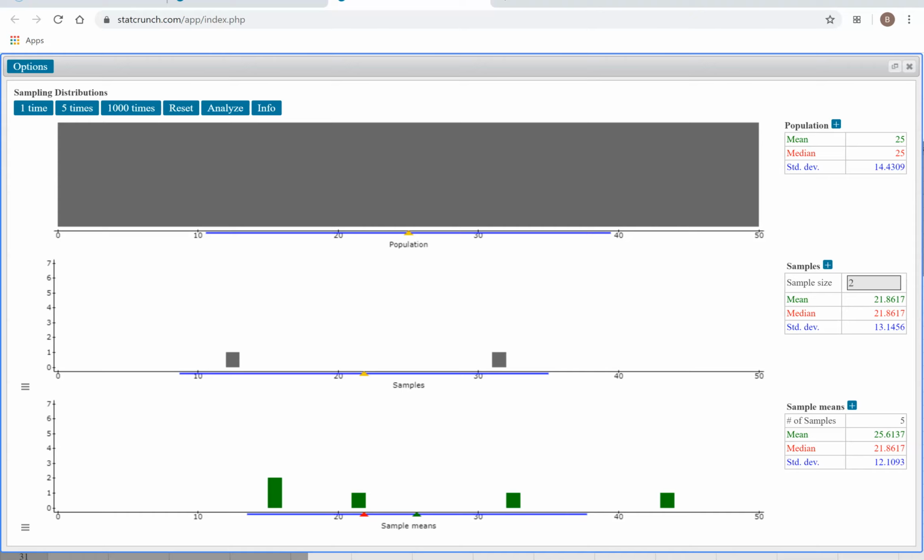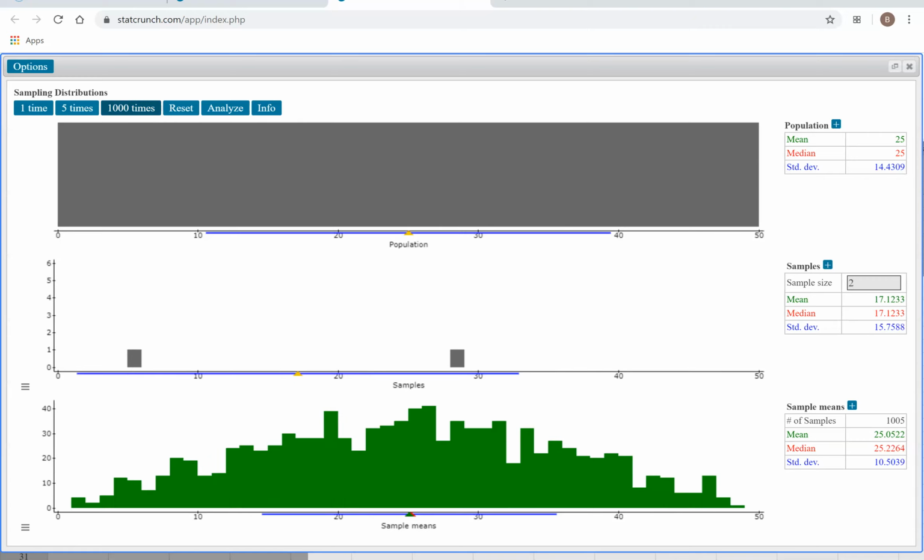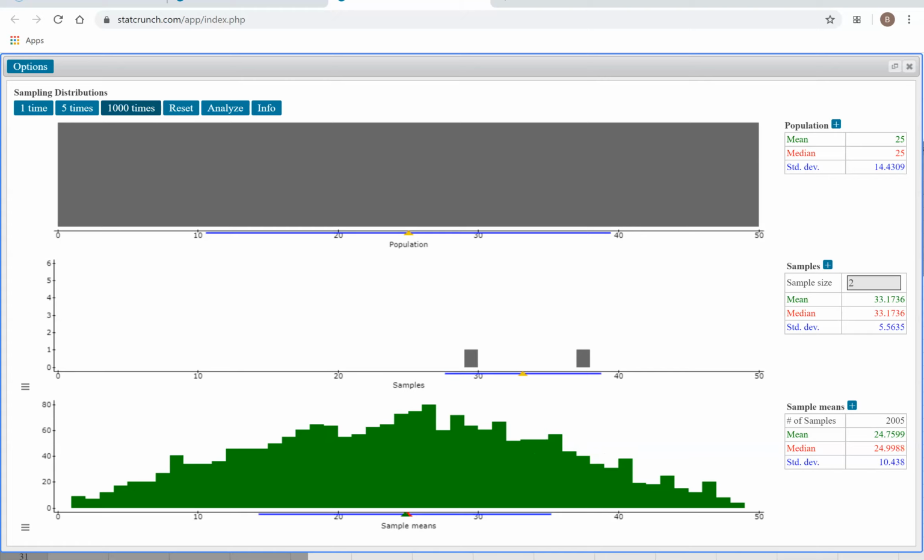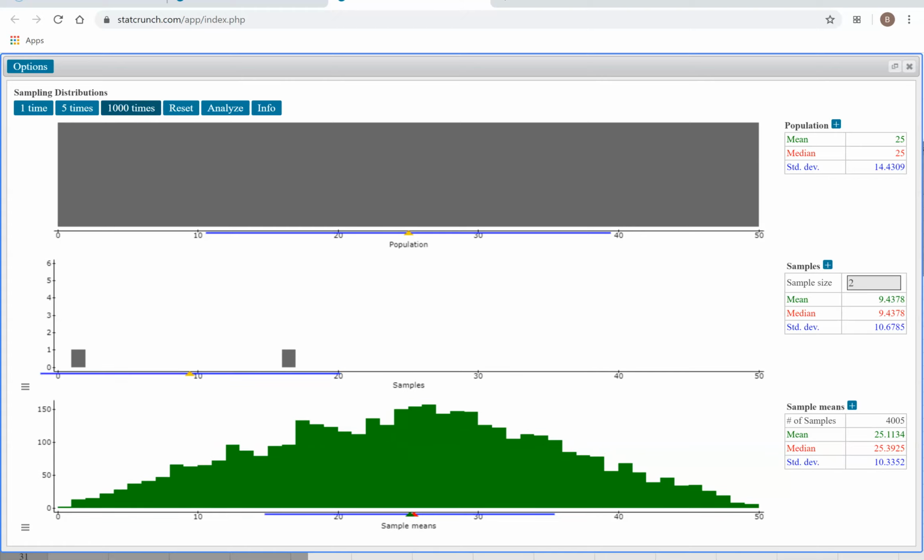We could do another 5, and another 5, and see this thing start to build. Let's just jump to 1,000 times. It's looking somewhat normal in the sense it looks more like a bell-shaped curve than a box. What if we do 1,000 more and 1,000 more and 1,000 more? You can see it's unimodal and symmetric, but it doesn't have much of a bell-shaped curve to it. Again, that's due to the sample size.